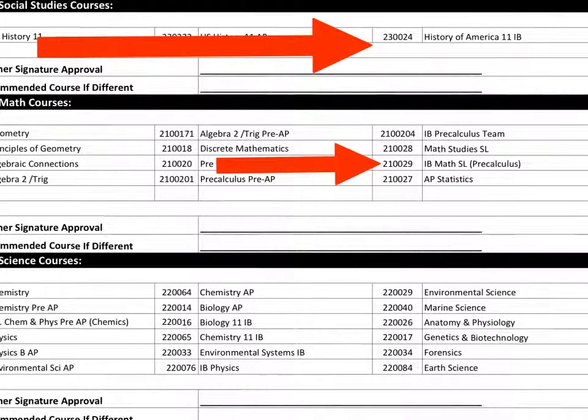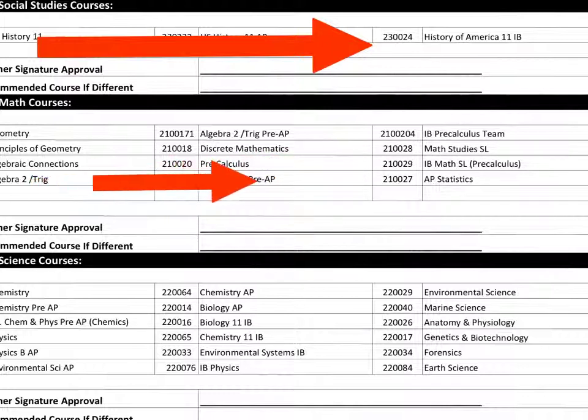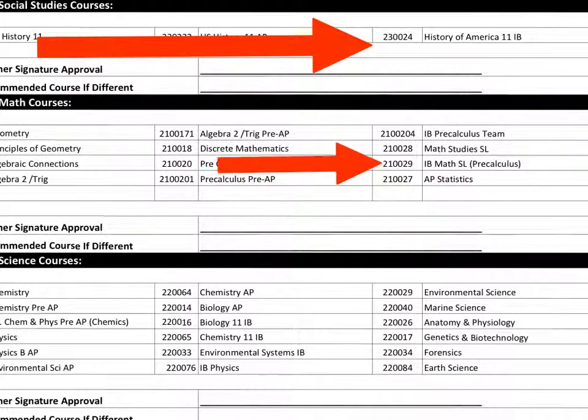SL stands for Standard Level, which indicates a one-year course. It says pre-calculus in parentheses, so that will remind you that it lines up with pre-cal. Okay, it meets all of the requirements. All the curriculum of pre-AP pre-cal is included in this class. It includes some of those additional IB topics such as statistics and probability. So that's one of your options.